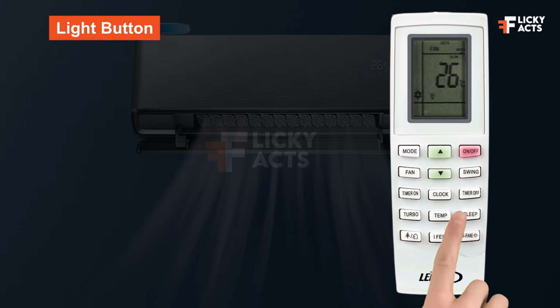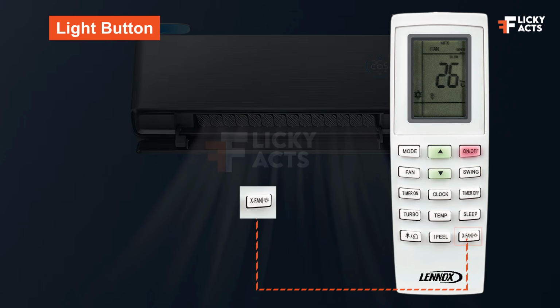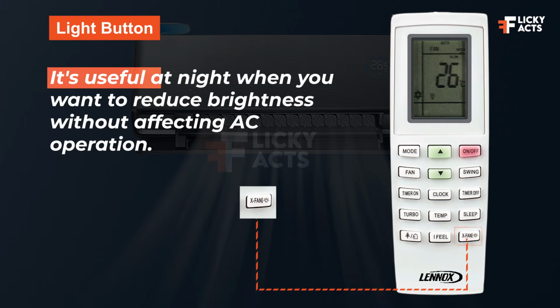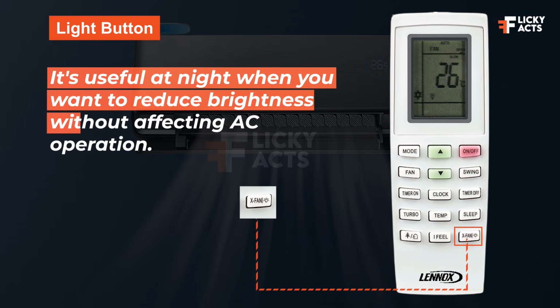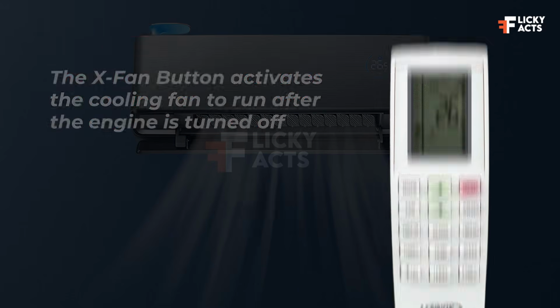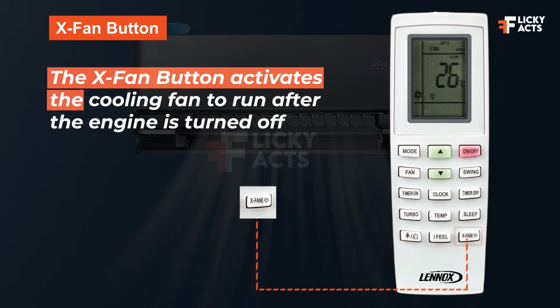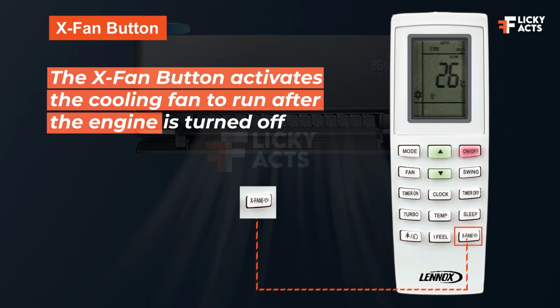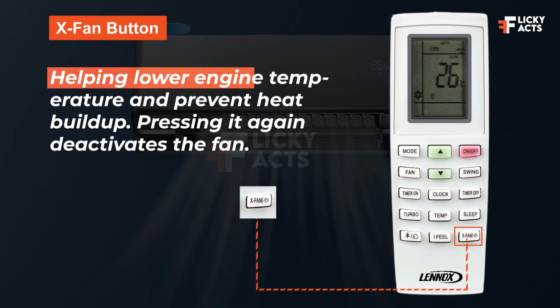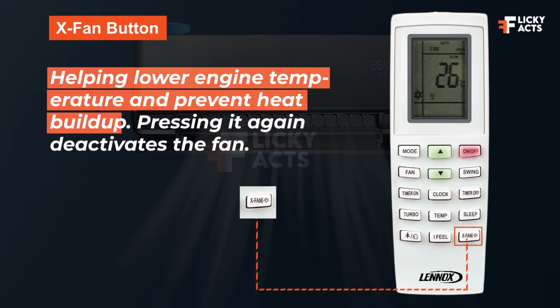Press the Light button to turn the display light on the indoor unit on or off. It's useful at night when you want to reduce brightness without affecting AC operation. The X Fan button activates the cooling fan to run after the engine is turned off, helping lower engine temperature and prevent heat buildup. Pressing it again deactivates the fan.